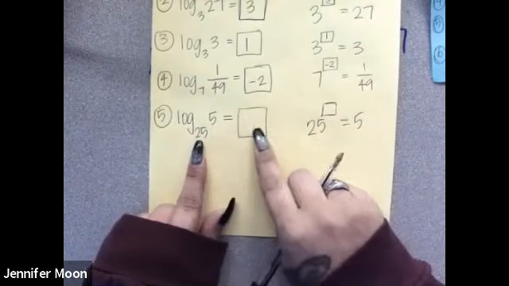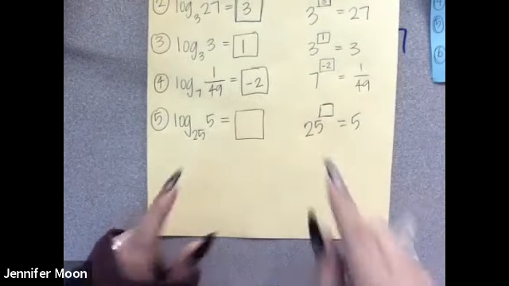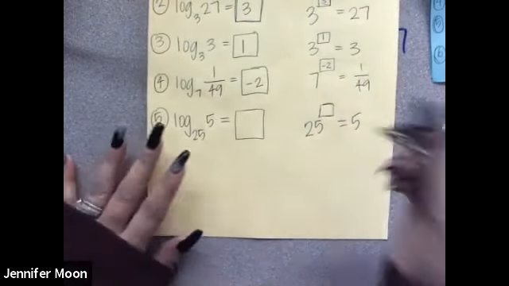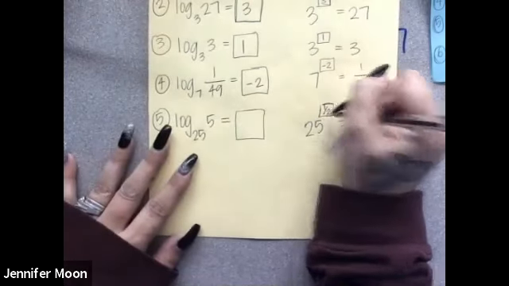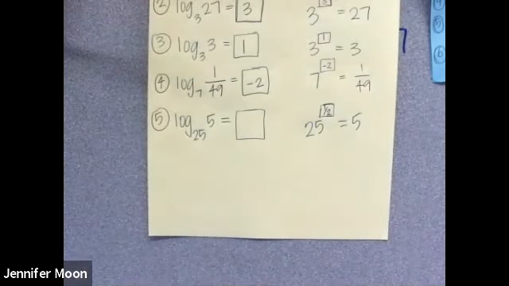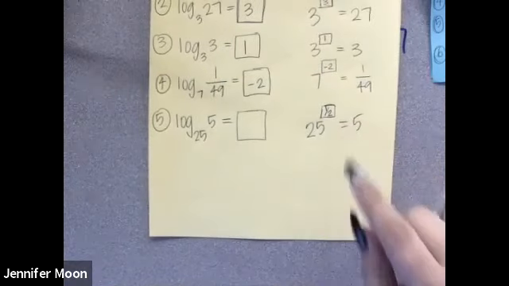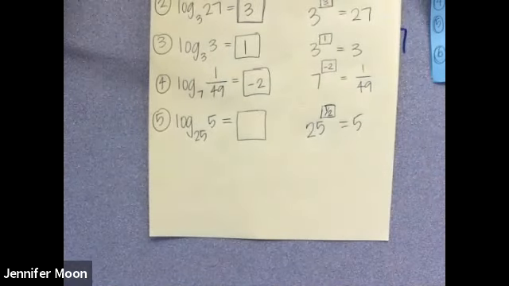25 raised to what power gives you 5? Right. 25 raised to the half power, actually, not 1/2, 25 raised to the half power would give you 5. And that's because I can use that exponent rule, right? And I end up taking the root of it.